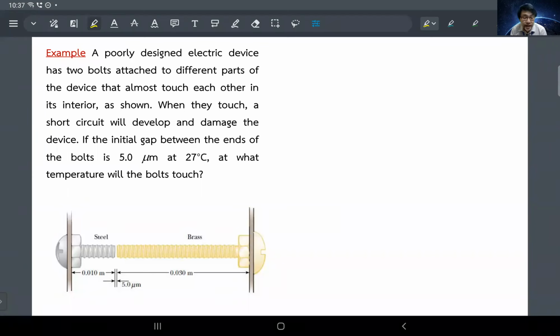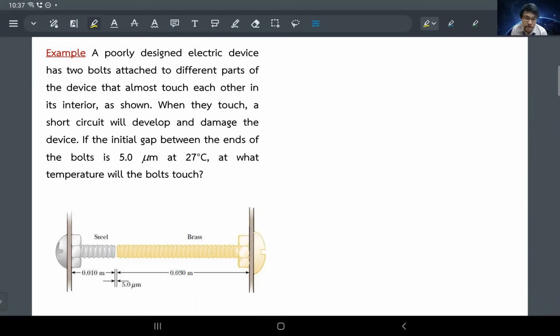Okay, so let's read the problem together, shall we? We have a poorly designed electric device. It has two bolts, one made with steel and the other with brass, as shown in the figure right there. They almost touch each other in the interior, 5 micron separated. When they touch, a short circuit will develop and damage the device, which is not good. The initial gap between the ends of the bolts is 5 micron at 27 degrees Celsius.